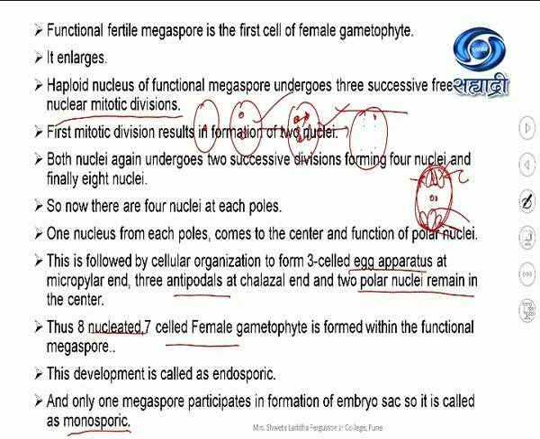All these terms are important. Why monosporic? Because only one megaspore participates. How is it 8 nucleated? 3 antipodals, 2 synergids, 1 egg, and 2 nuclei in the center forming the secondary nucleus. So 8 nucleated. But how many cells? 7 cells. Female gametophyte is formed.